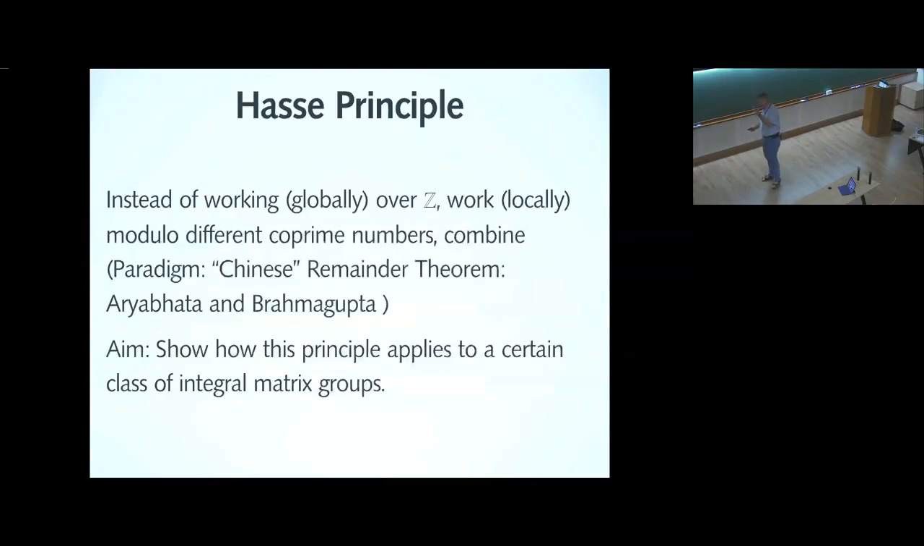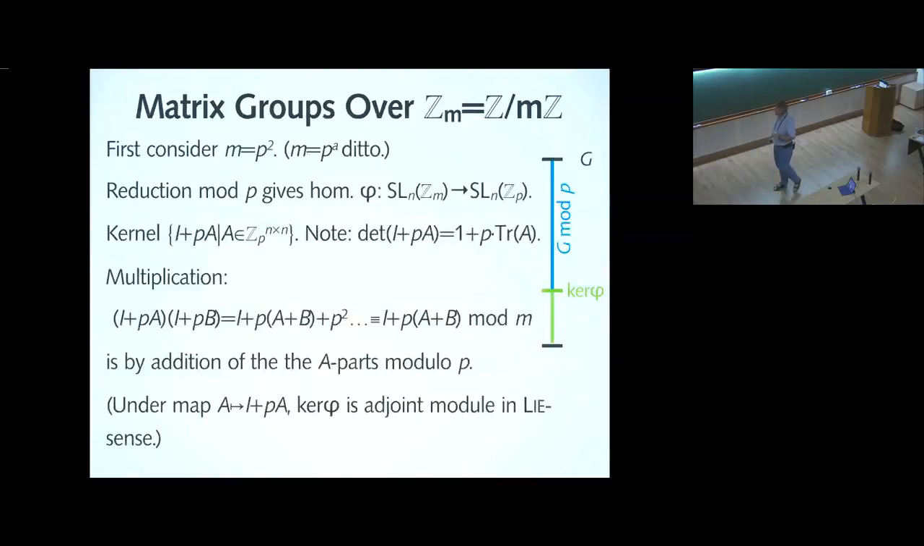And in some way, this talk will be about showing you how this applies to a certain class of integral matrix groups. So let's start by looking at the case of working modulo some number, and let's initially, for the base case, look at working modulo a prime square. And prime powers basically work the same way, we just iterate.